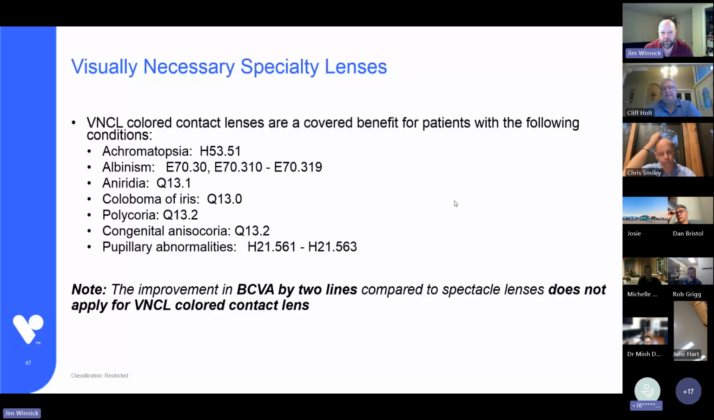So the condition has to match the prescription, and VSP cross-references which ones could be appropriate with a plano lens, because you're simply using the color to create a new stable pupil as opposed to whatever condition the patient is suffering from.